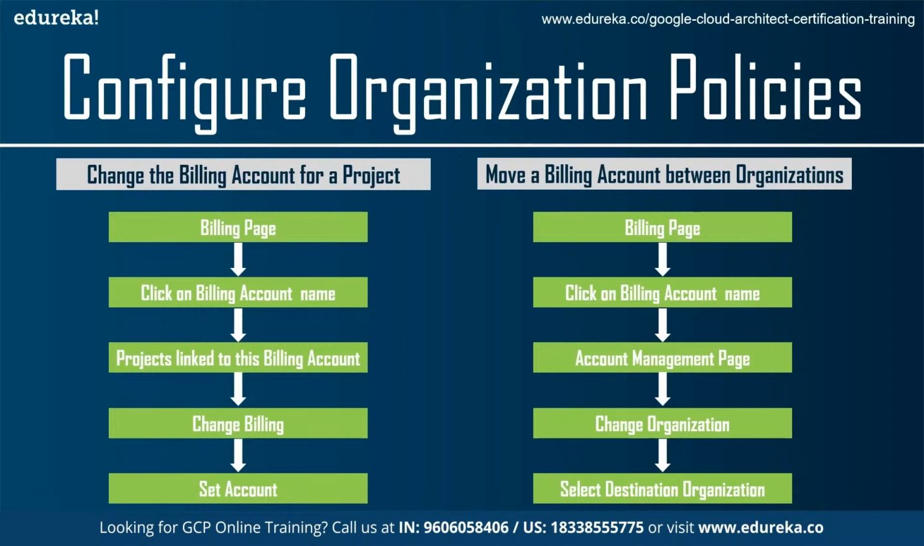Then go to the billing page in the Cloud Console. Click on the name of the billing account you want to move. At the top of the account management page, click Change Organization. Then select the destination organization and then click OK. The billing account is now associated with the specific organization. Note, if you move a billing account that has active Google Cloud Marketplace subscriptions, those subscriptions are automatically cancelled.